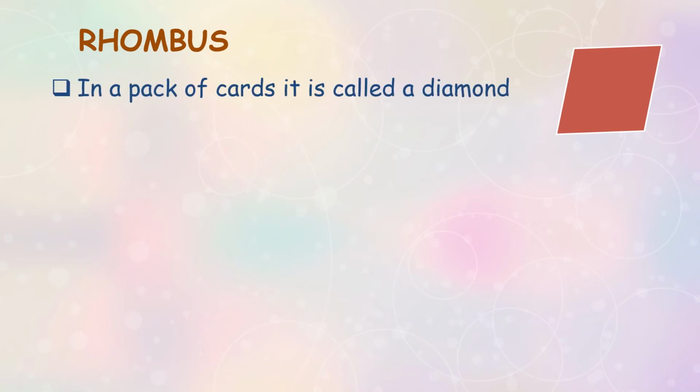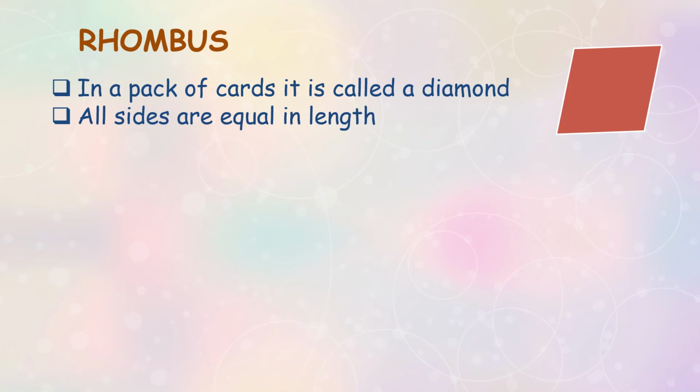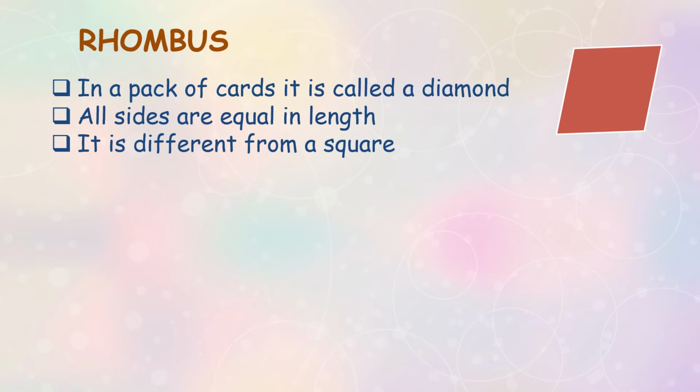Next up is a rhombus. Have you seen it somewhere? Yes, it is found in a pack of playing cards. There it's called a diamond. अभी जो शेप आपके सामने है ये डायमंड को थोड़ा रोटेट किया हुआ है in order to make you understand the shape. It has all four sides which are equal in length, but still it is different from a square as it likes to lean.